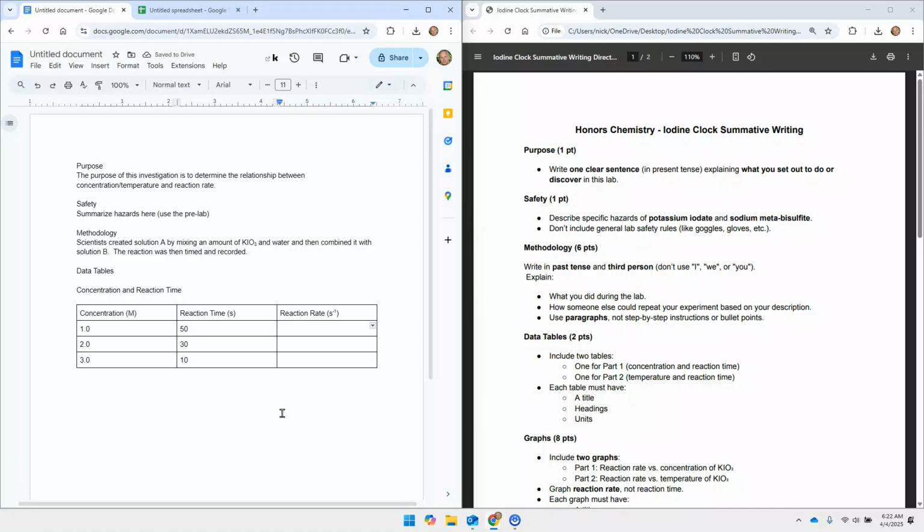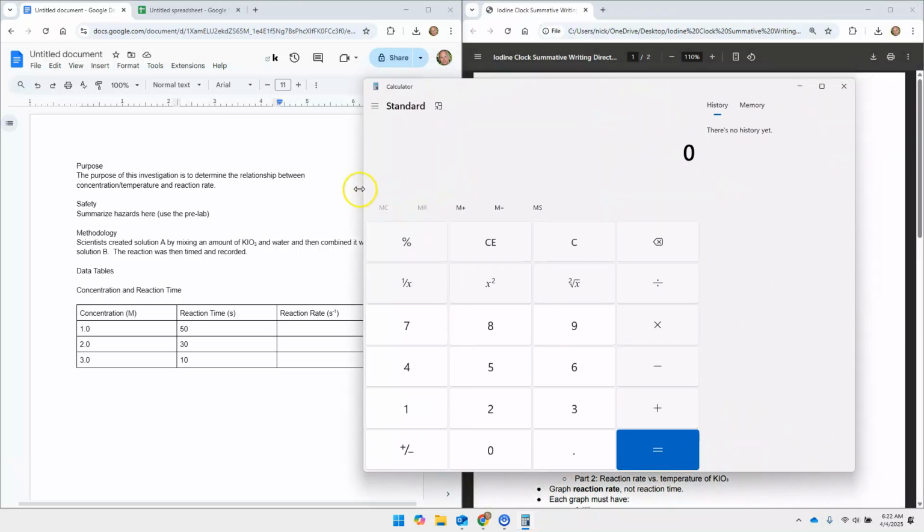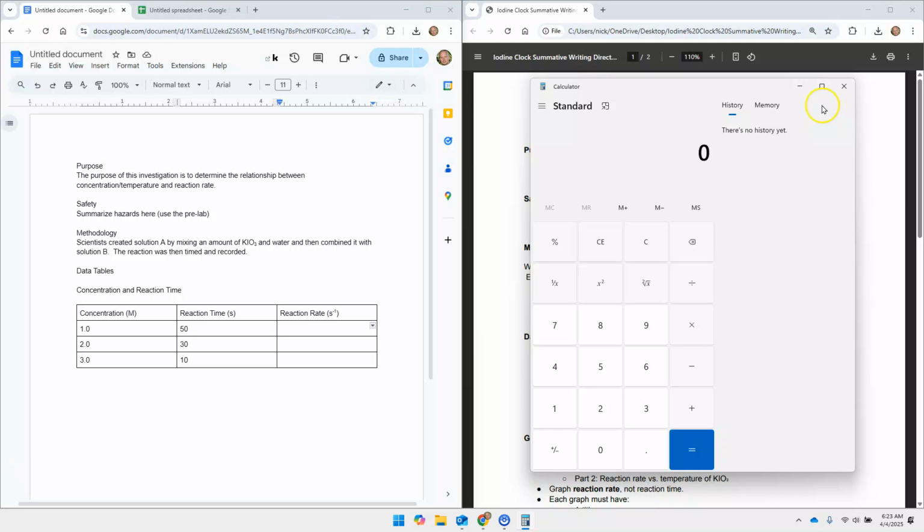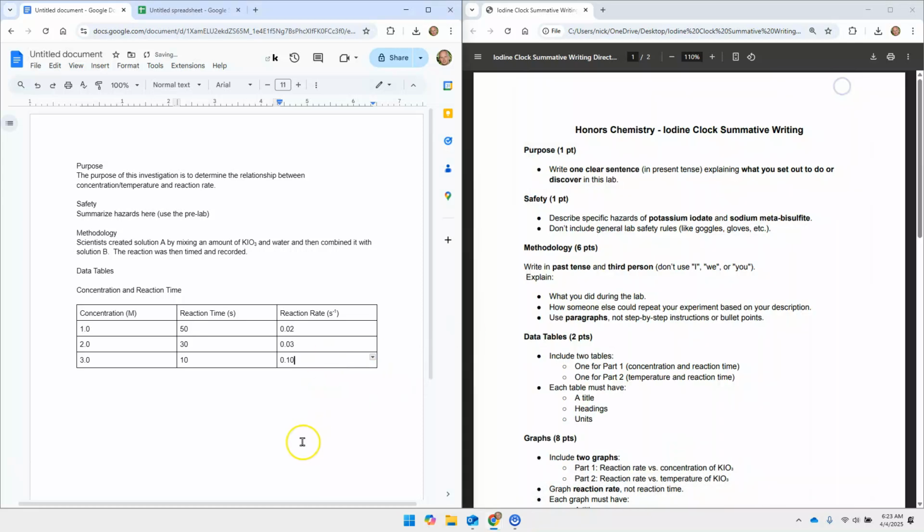Okay, reaction rate is calculated by doing 1 over your reaction time. So 1 divided by 50 gives me a reaction rate of 0.02. I'm going to do the same thing here. So 1 divided by 30 gives me 0.03. And then finally, 1 divided by 10, 0.1. Okay, so you'll do that for all of your trials here. You only need the first 3 trials. If you want to include the others, that's up to you, but just the first 3 trials.